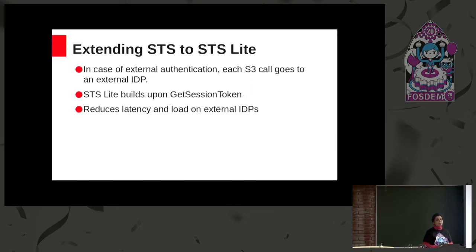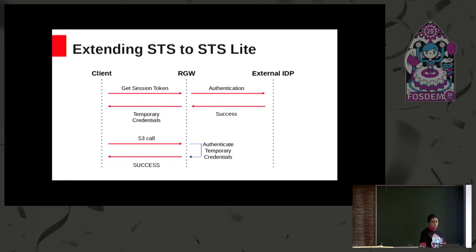So the idea here is to use one of the STS APIs known as get session token and come up with a solution for reducing the latency. The client will first invoke get session token in RGW, and this call will actually authenticate with the external IDP. Once the authentication is successful, it will return a set of temporary credentials to the end user, and then the end user will make all subsequent calls using these temporary credentials, where the authentication is going to happen internally. So using this mechanism, the latency and those other kinds of issues have been solved for external authentication mechanisms.